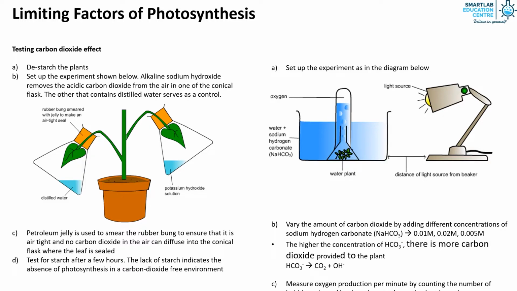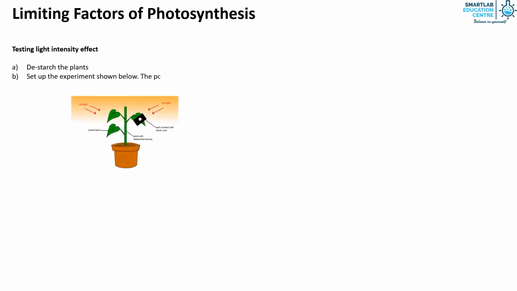Now let's see how we can study the effect of light intensity on the rate of photosynthesis. There are two experiments that can be done. In the first experiment, we will de-starch the plant and then set up the experiment as shown. The portion of the leaf that is covered with the black card or aluminum foil serves to shield chlorophyll from sunlight. After a few hours, test for starch.